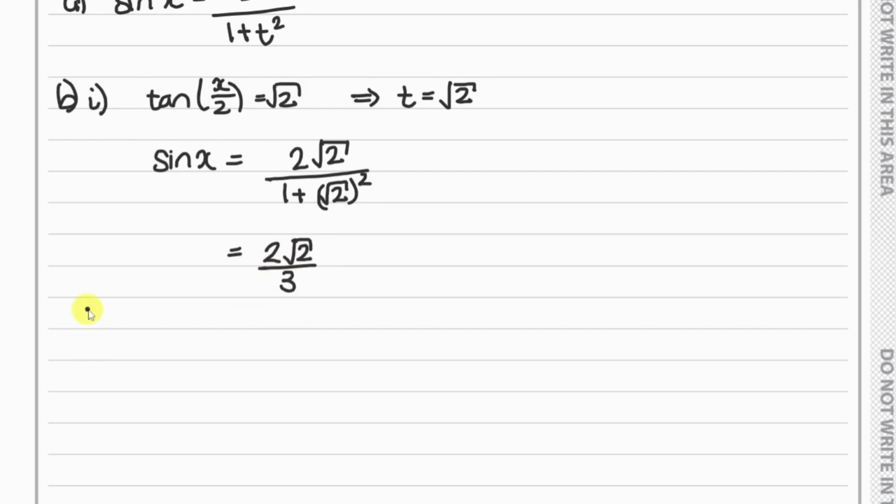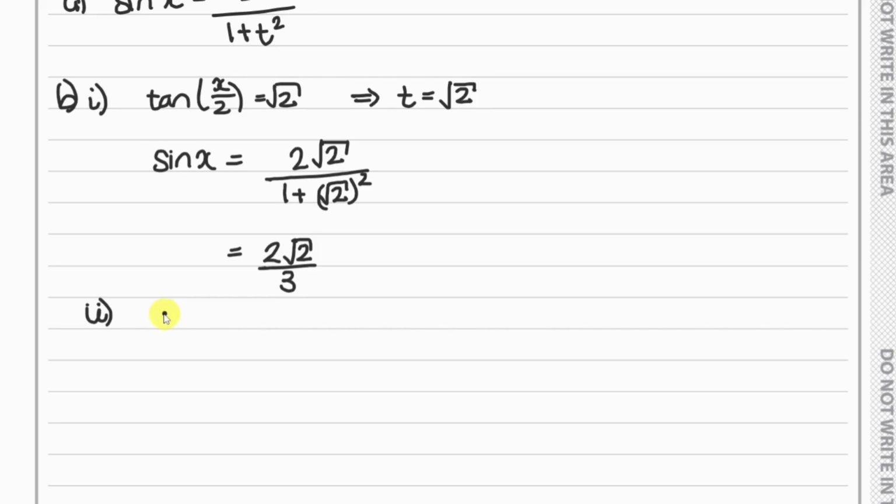Part 2 says to us, show that cos x is equal to 1 minus t squared over 1 plus t squared. There's a couple of ways that we could do this, but we have to show that, so we can't just state it.